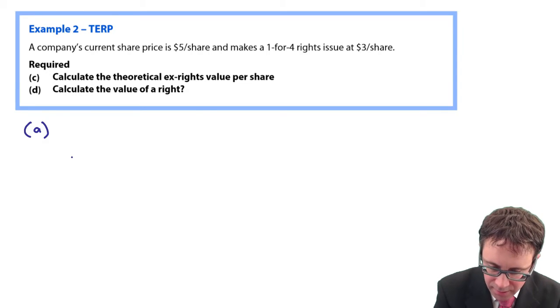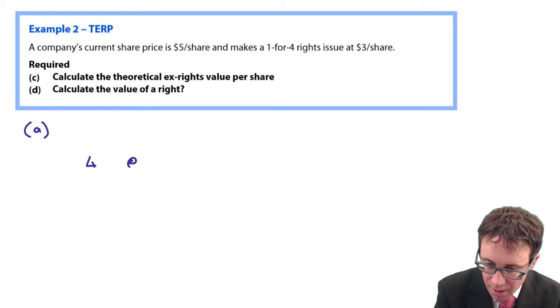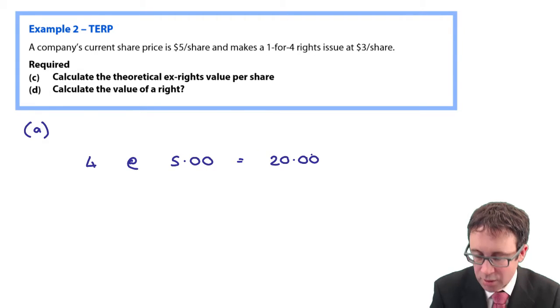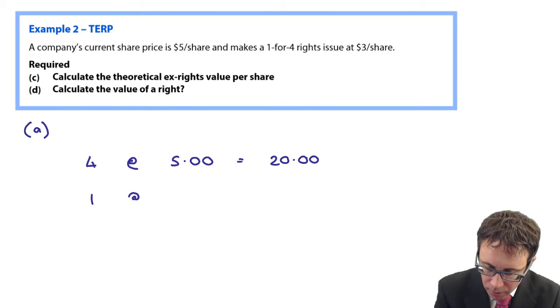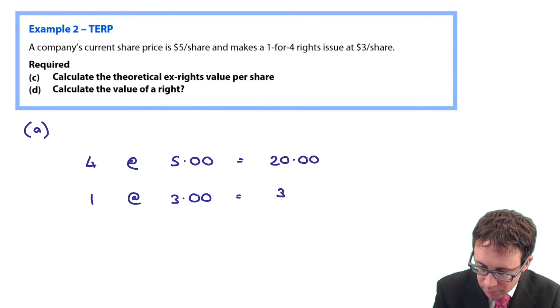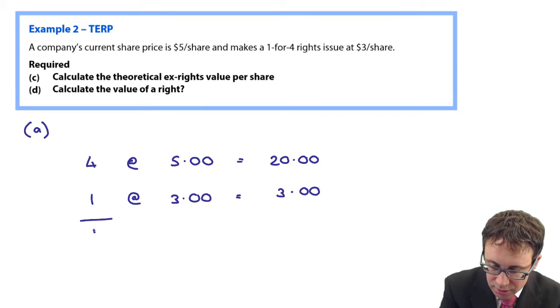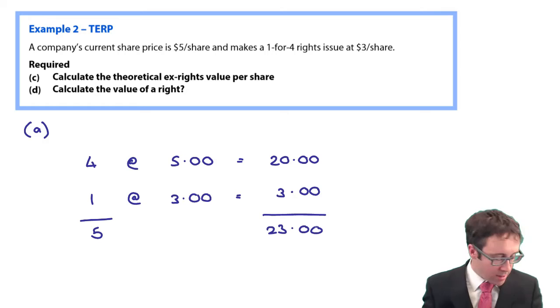So what we have there in terms of our old shares, we have 4 shares at $5, so is that a total value of $20? We make a 1-for-4, and that is done at $3. So there are now, if you like, in this pot of shares, 5 shares. Those shares are in total worth 23. Okay.